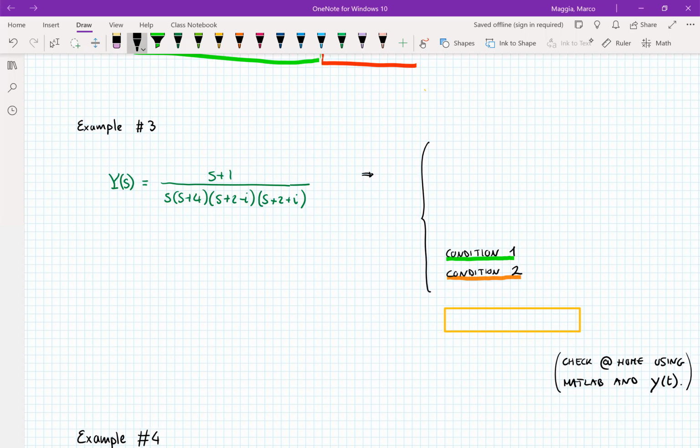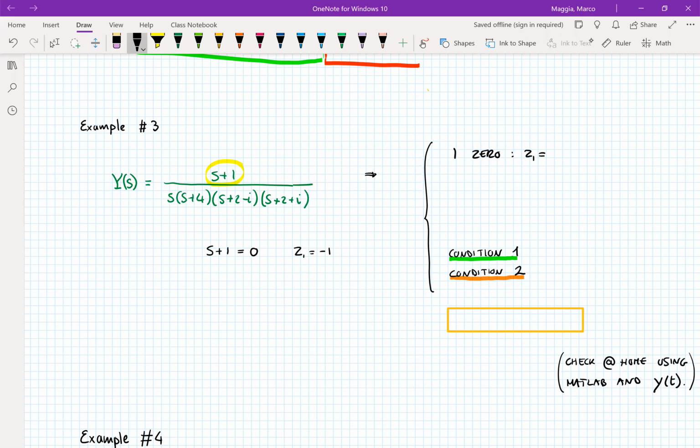The function is already factorized, so it's easy to find the zeros and the poles. Let's take a look at the numerator, and we see that we have just a polynomial of degree 1. So if we equate that to 0, it's easy to find that the root of such an equation is just equal to minus 1. So we have only 1 zero, which is equal to minus 1. What about the poles?